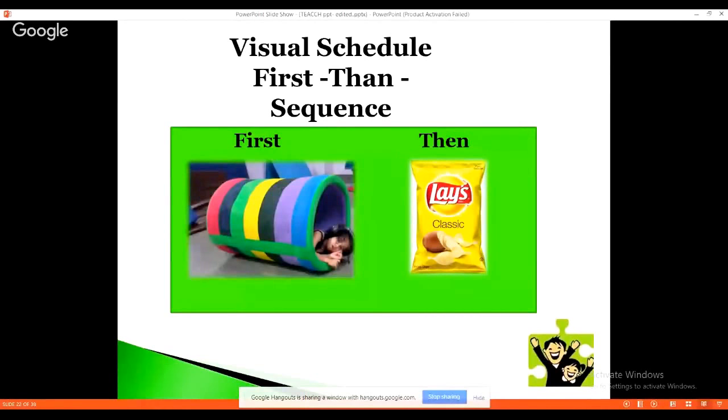Let me show you now the next part of my slide. And now, if you see, it goes to visual schedule. So I can use them as first and then cards. So now this girl was told that you first roll in this barrel. Now that is also very clearly conveyed. It is very clear that you have to roll in this barrel for, say, 5 rounds, and then you get your lays chips. So it's very, very clear to the child.